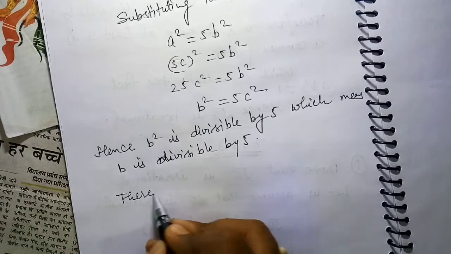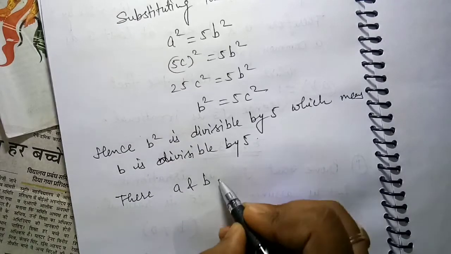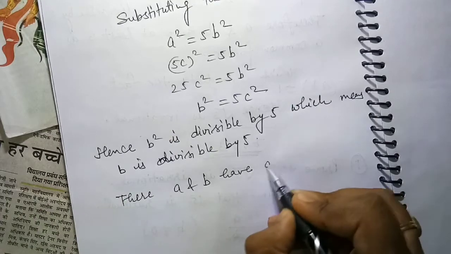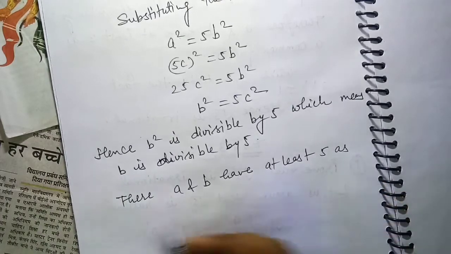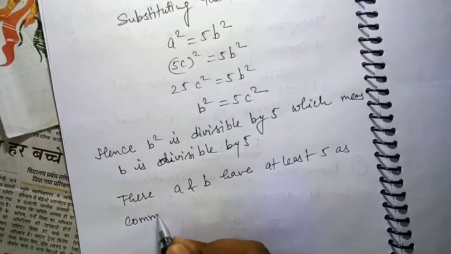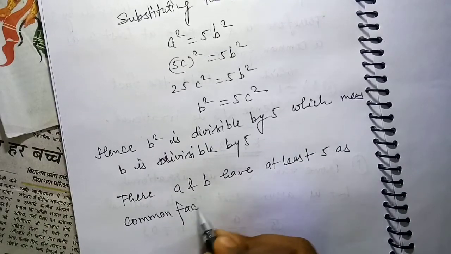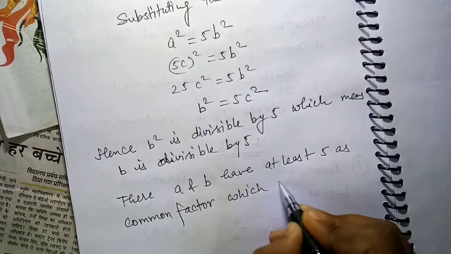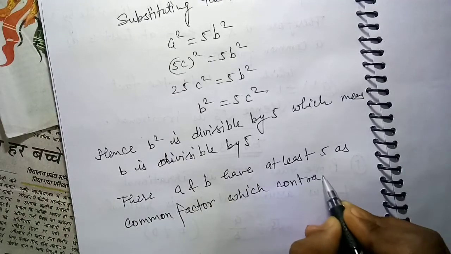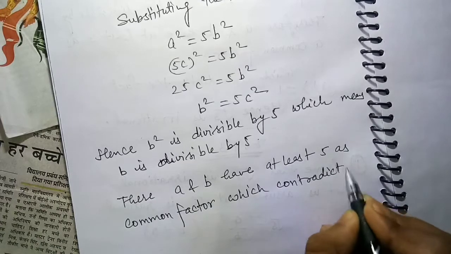Therefore, a and b have at least 5 as a common factor, which contradicts the situation.